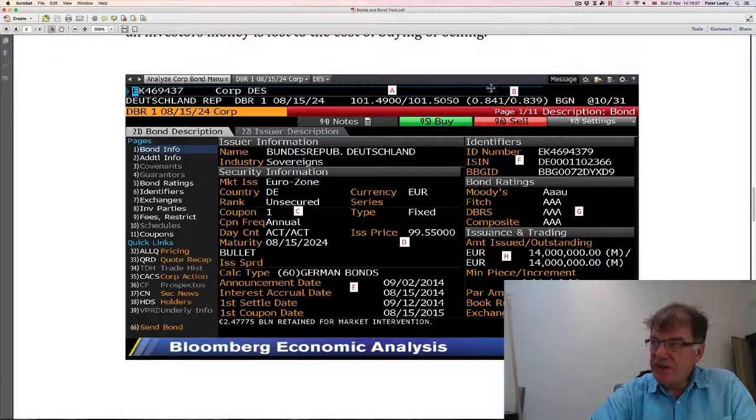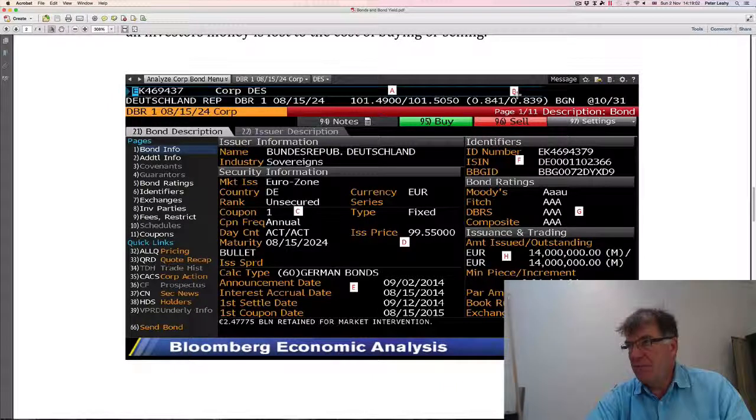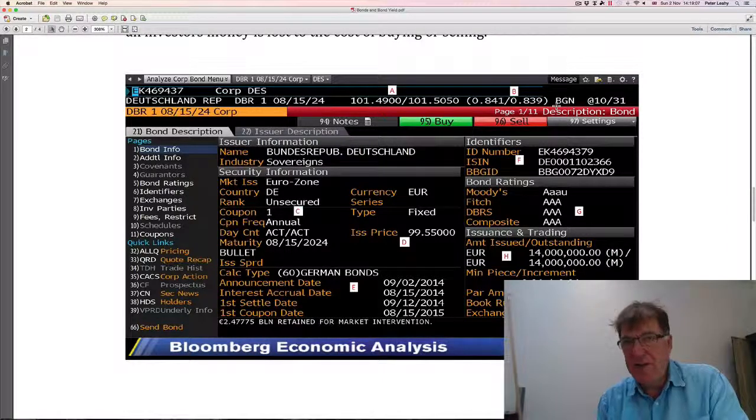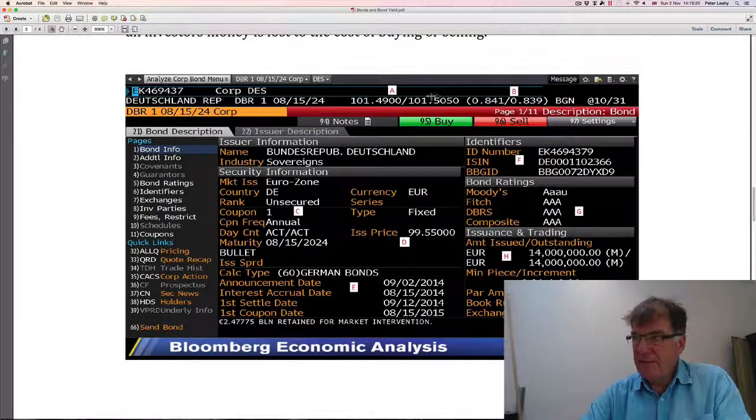You can see then next to that, under the marker B, two other numbers. These are the yield to maturity. We're going to talk a little bit about yield to maturity. The yield to maturity indicates what rate of return you could expect if you, for example, bought the bond at the offered side, a price of 101.5050, and held it to maturity.